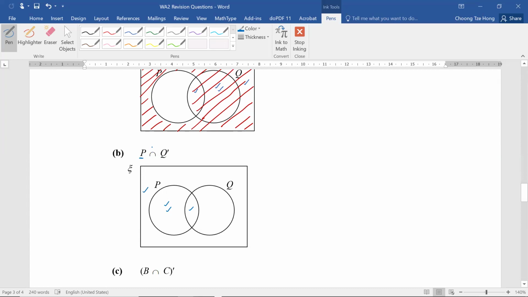Just now we were doing union, but now we are doing intersection. For intersection, it's slightly different from union. For union, we will take everything as long as there's at least one tick. But for intersection, we want to take those regions where there are two ticks, because for intersection we want to find the common elements between the two sets. So for intersection, we will only shade the parts whereby there are two ticks. In other words, we will only shade this one.